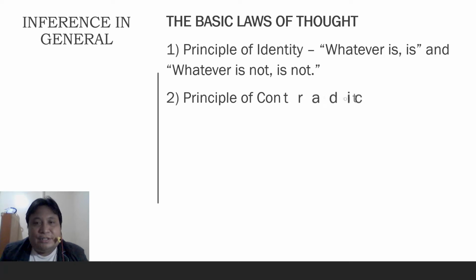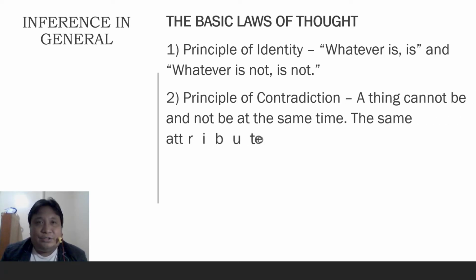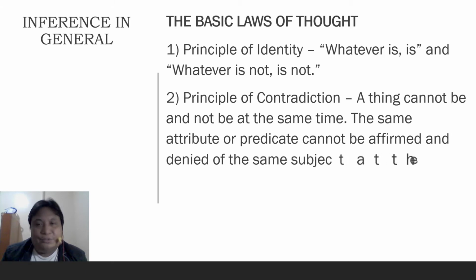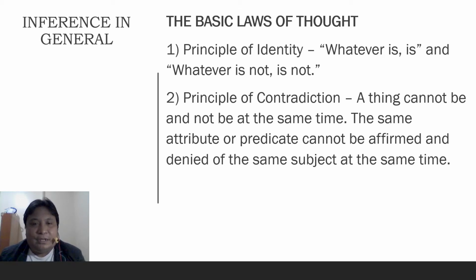The next one is the principle of contradiction, or the principle of non-contradiction. A thing cannot be and not be at the same time. The same attribute or predicate cannot be affirmed and denied of the same subject at the same time. In other words, if one is true, the other is false. But if one is false, the other one is true. So a thing cannot be true and false at the same time.